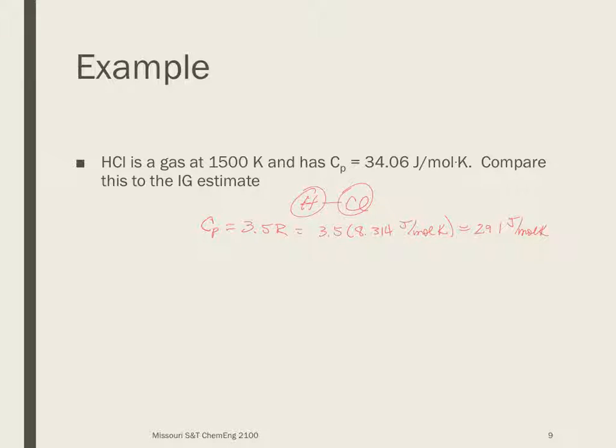So what's the error on this one? Well, take the 34.06, subtract off our estimate, divide by the correct value, times 100%, and this is very close to 15% error. Okay, so you're better than a wild guess, but 15% error is fairly significant.